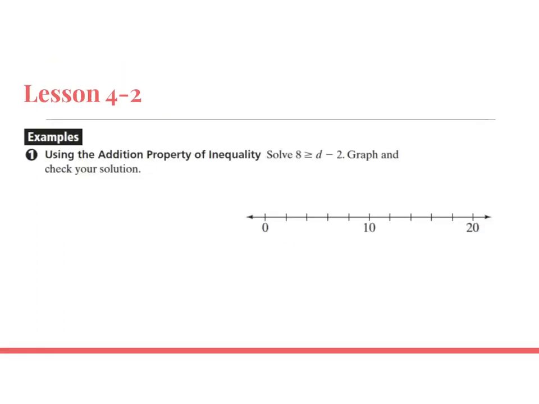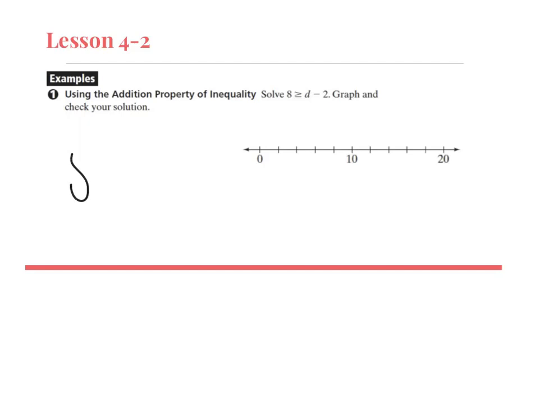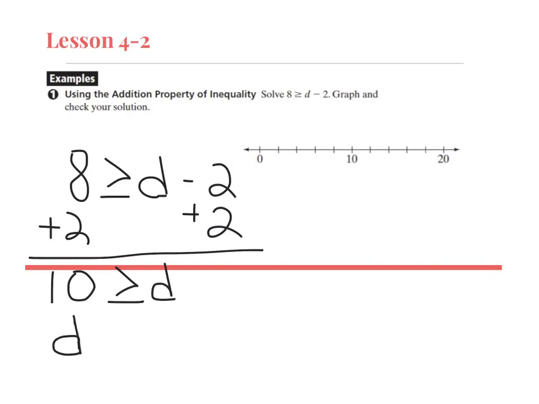Here we have the inequality 8 is greater than or equal to D minus 2. And we're going to graph and check our solution. So you're going to solve this just like you would if this were an equation. You want to solve for D, so we're going to get rid of that -2 by adding 2 to both sides. Combining like terms, we're now left with 10 is greater than or equal to D. I'm going to flip that inequality and say D is less than or equal to 10.